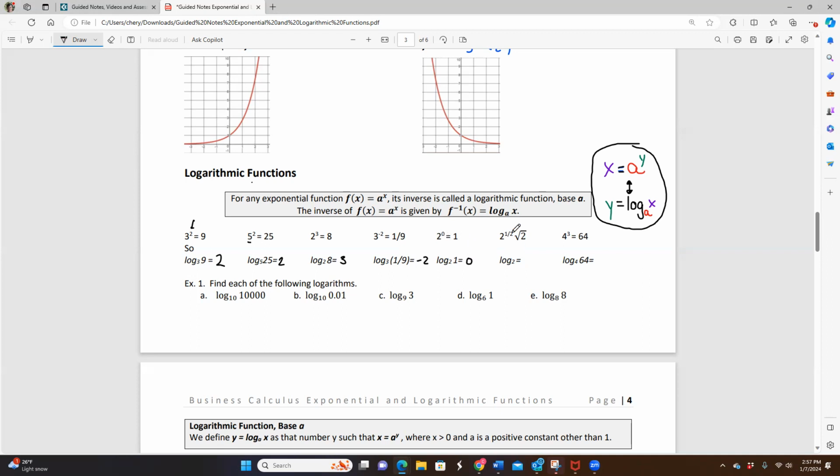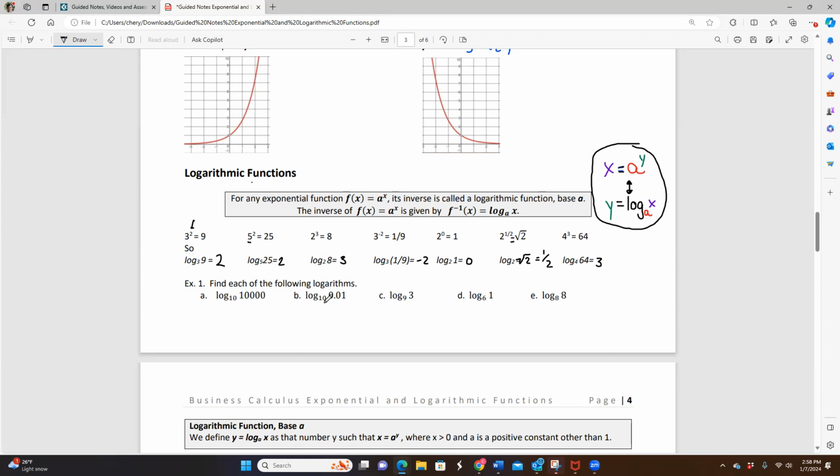If 2 to the 0 power equals 1, then the log base 2 of 1 is 0, the exponent. If 2 to the 1/2 equals the square root of 2, this is written wrong. So the log base 2 of the square root of 2 would equal 1/2. It always equals the exponent. If 4 cubed equals 64, then the log base 4 of 64 would be 3. The logarithm equals the exponent.